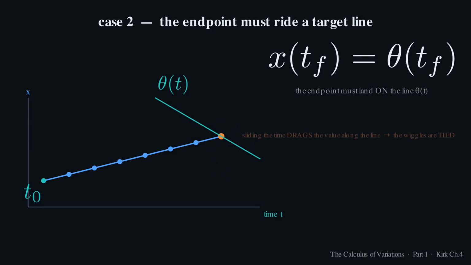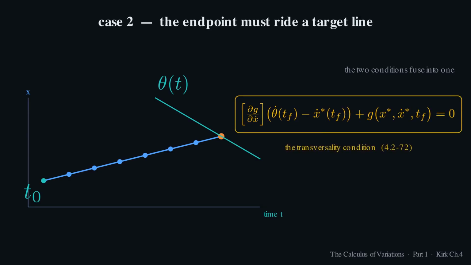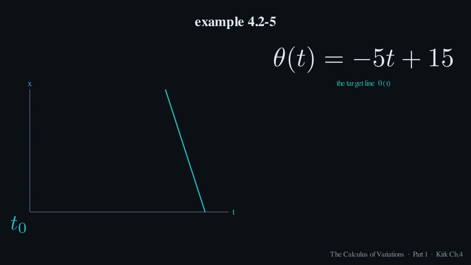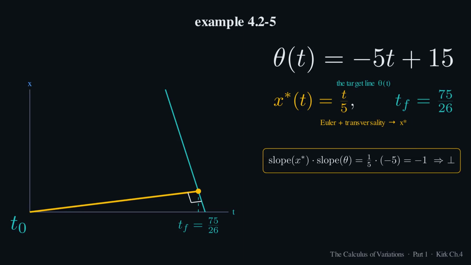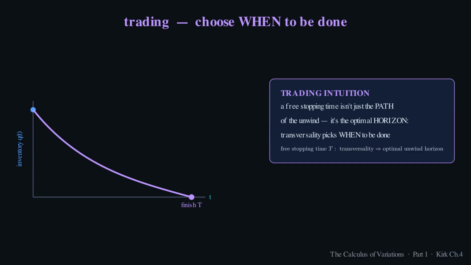Take Kirk's example. The target line is theta equals minus 5t plus 15. Solve the Euler equation together with transversality, and the extremal is x equals t over 5, meeting the line at time 75 over 26. And look at how they meet. The slope of the path times the slope of the target is 1/5 times minus 5, exactly minus 1. The curve crosses its target at a perfect right angle. Transversality is just perpendicularity in disguise. In trading, this is the full problem at last. Choose the path, the stopping level, and the horizon all at once.